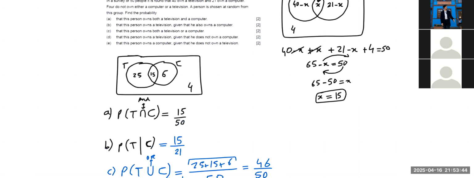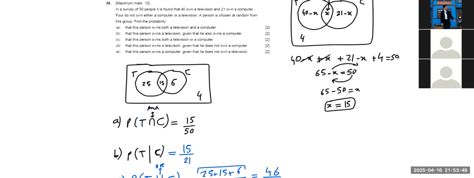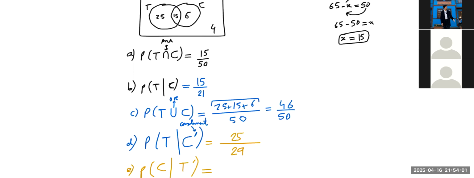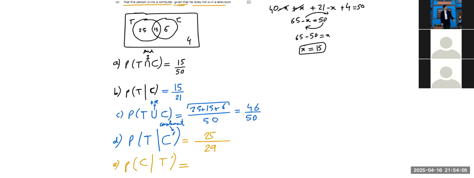Yeah. And then for part E, we have that this person owns a computer, given that he does not own a television. So probability that he owns a computer, given that there is no television in his house. How many people are in my sample space now? 10. And how many people fit my criteria of having a computer out of those 10 people? 6. Exactly. That's the answer. And that's it.